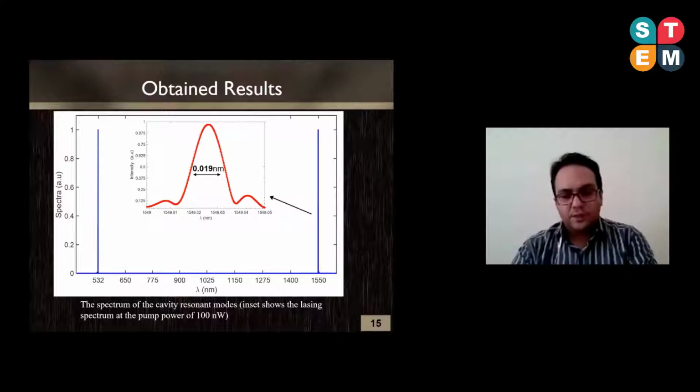Clearly, it shows that the lasing peak occurs at the center wavelength of 1.55 micron with a line width of about 0.019 nanometer. These very good spectral characteristics show a comparative improvement compared to those reported for PhC lasers with a single quantum dot gain medium.